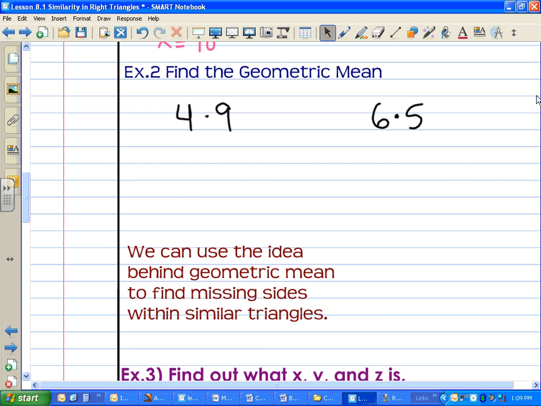Okay, answers here. X equals, hope you saw this part right away, right? Square root, square root. X equals 9.